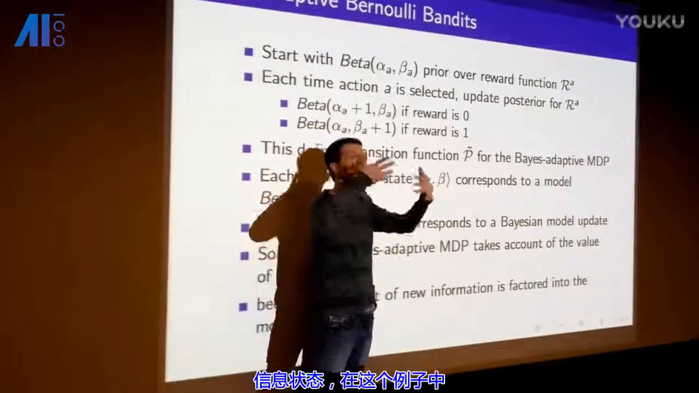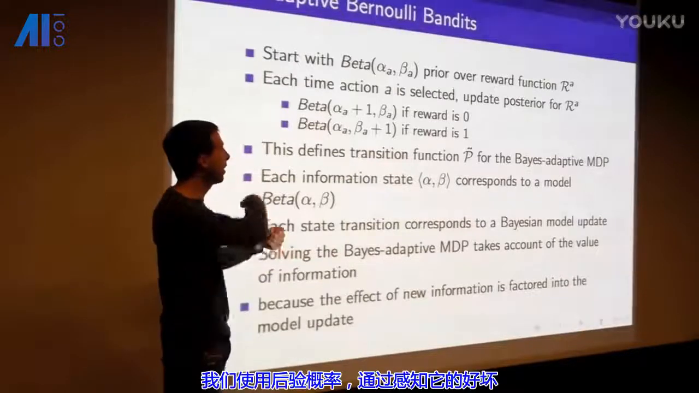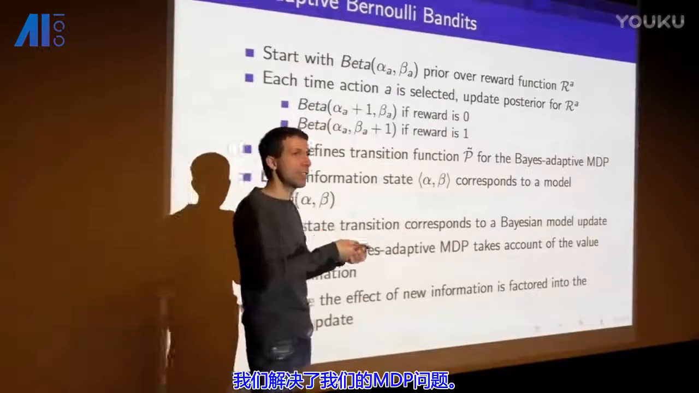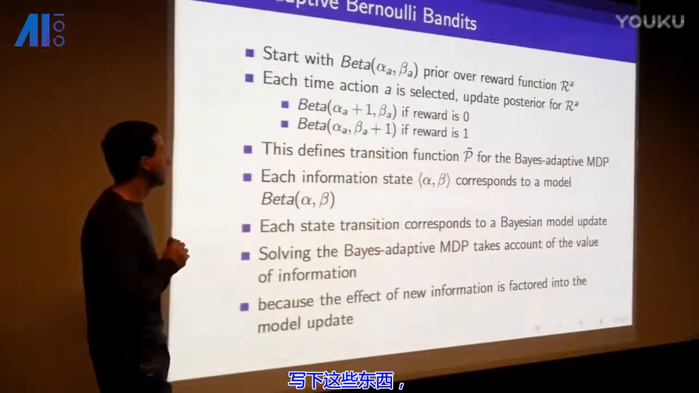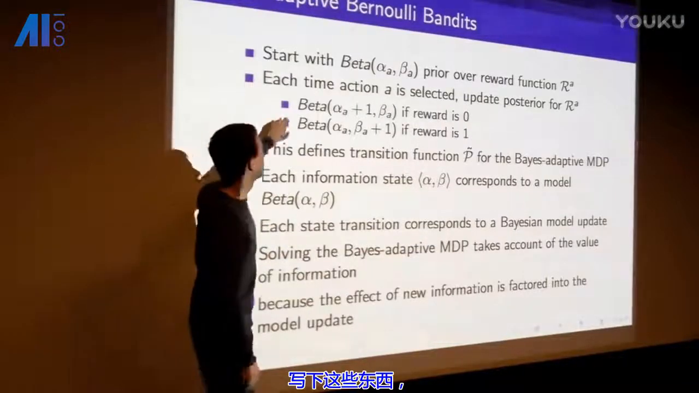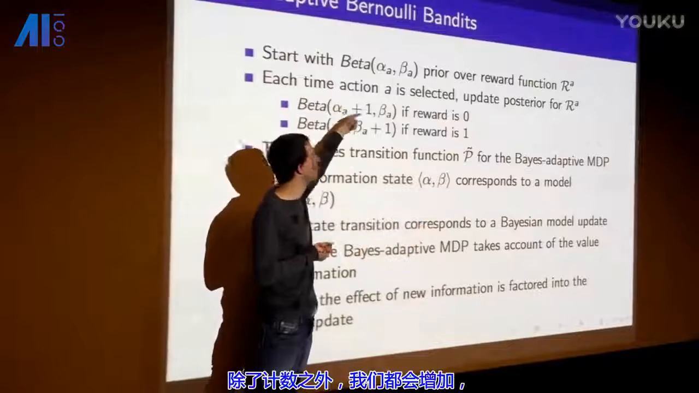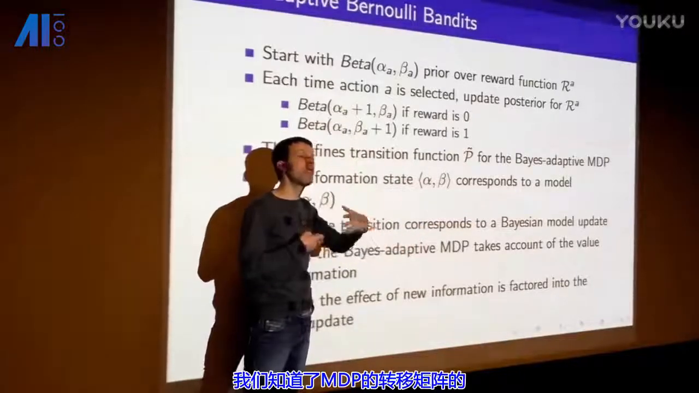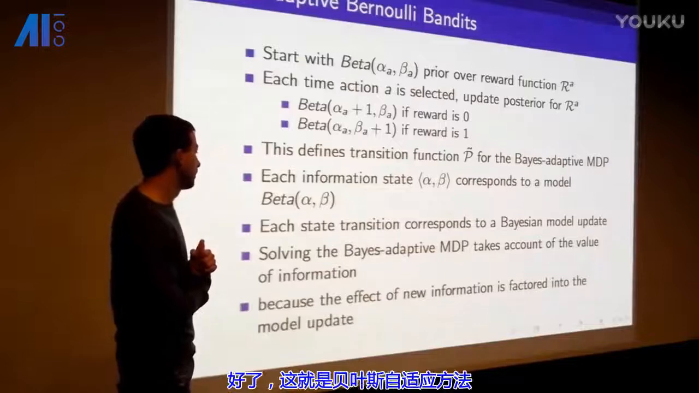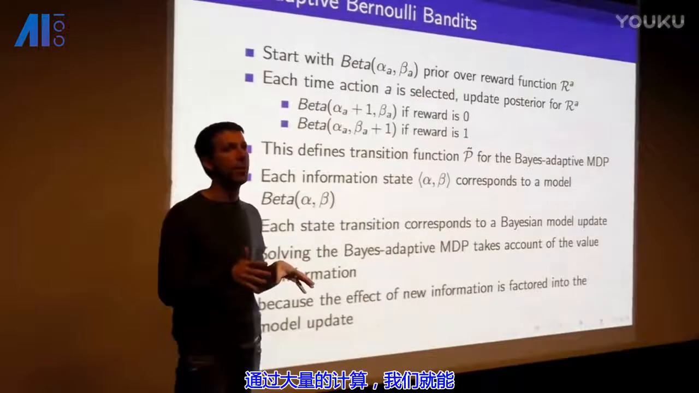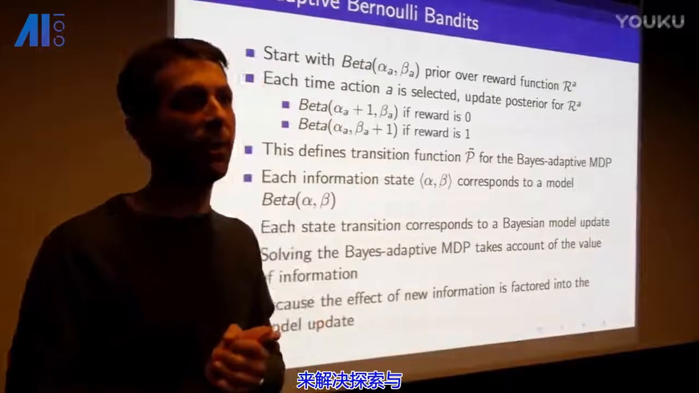So the states of our information state MDP are, in this case, beta distributions. We use the posterior of how good we think each of these drugs is as the state of an MDP, and we solve for that MDP. Just by writing down the fact that if we succeed, we increase our success count by one, we've defined the transition dynamics of our MDP. So this is the Bayes-adaptive approach. It's a way to, with a lot of computation, get the optimal solution to the exploration-exploitation dilemma.